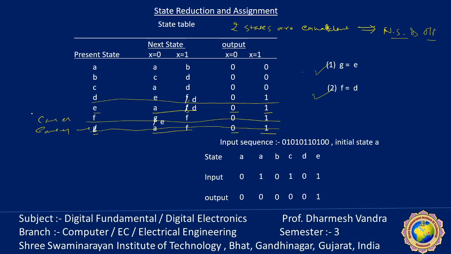In E state, the input is 1, so it will become D and then output is 1. If the current state is D, input is 1, so next state is also D and output is 1. Now, D is the current state, input is 0, output is 0 and next state is E. In E state, the input is 1, so D and 1.